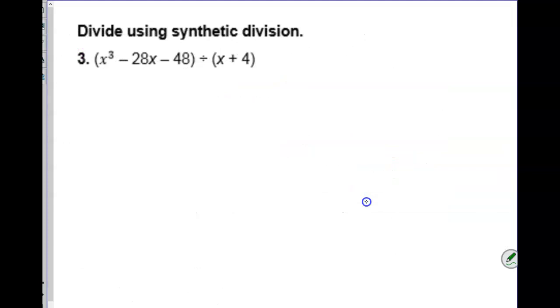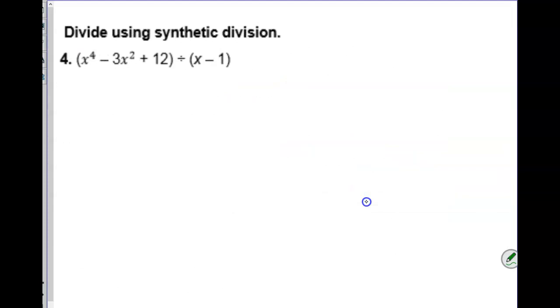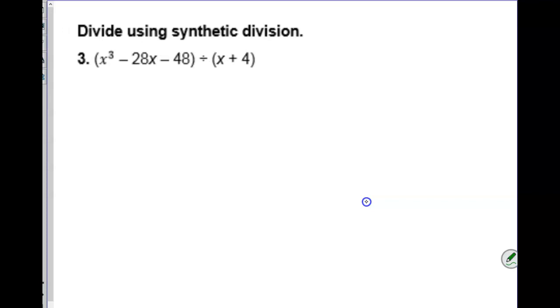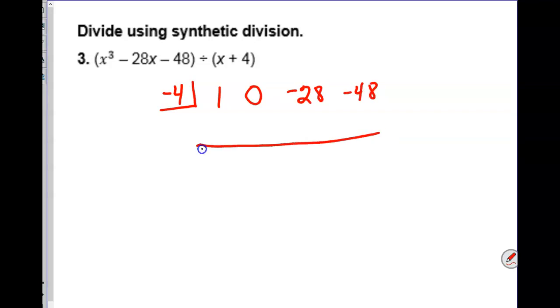Down at the bottom, which one do you have? Do you have this number 3? Okay, do that one. What goes in the little box? Negative 4. And across the top, be careful. A 1x cubed, a 0x squared, negative 28 and negative 48. And the first step is drop the 1. Now multiply, add, multiply, add, multiply, add. Be careful. It's usually the adding 0 that does someone in.